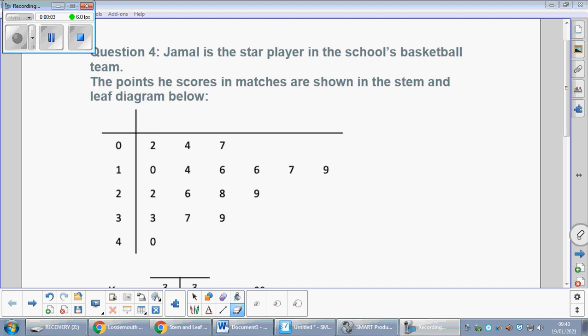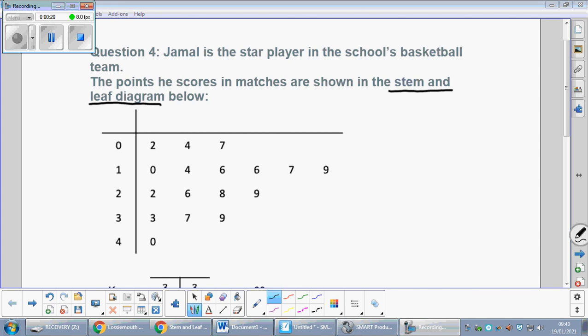Right, good morning, first years. Last week you did mean, median, mode and range. This week we're going to look at something called a stem and leaf diagram. Stem and leaf diagram.